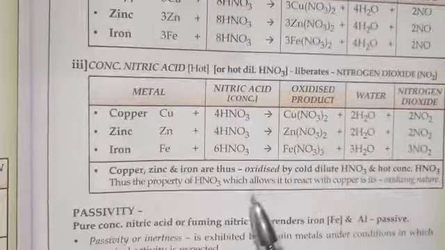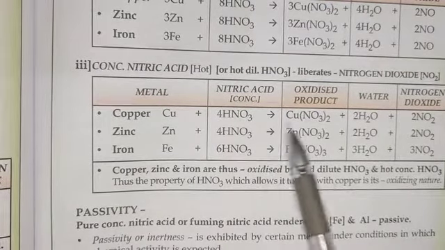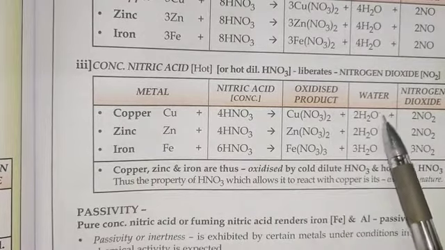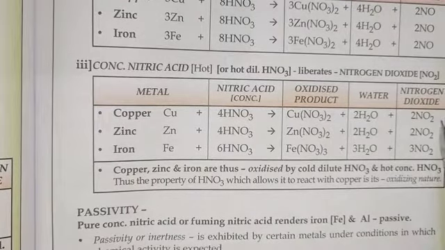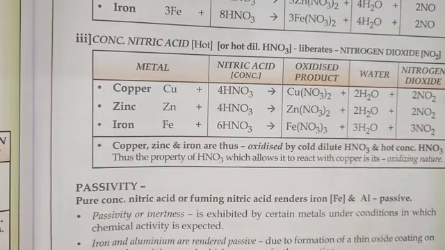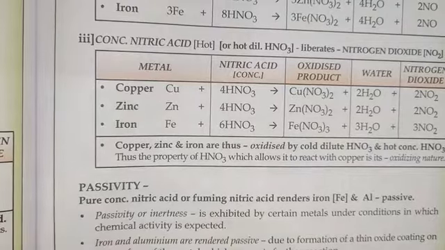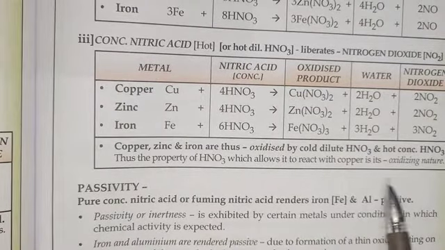And when we take concentrated nitric acid, we get the salt of the respective metal, water and nitrogen dioxide. So you can see that copper, zinc and iron are oxidized by cold dilute HNO3 and hot concentrated HNO3. So these reactions prove the oxidizing nature of HNO3.